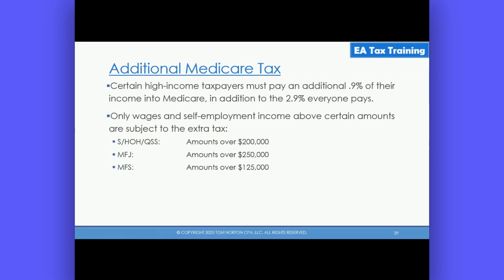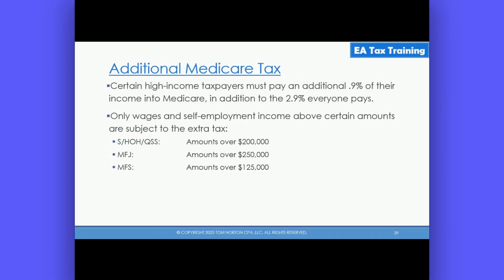Additional Medicare tax. Now, this applies not just to self-employed people, but even to people that have a job with a salary. Certain high-income taxpayers must pay an additional 0.9% of their income for Medicare in addition to the regular 2.9% that everyone pays. So remember, we said no matter how much salary or self-employment income you have, you have to pay in 2.9% of your income into Medicare.